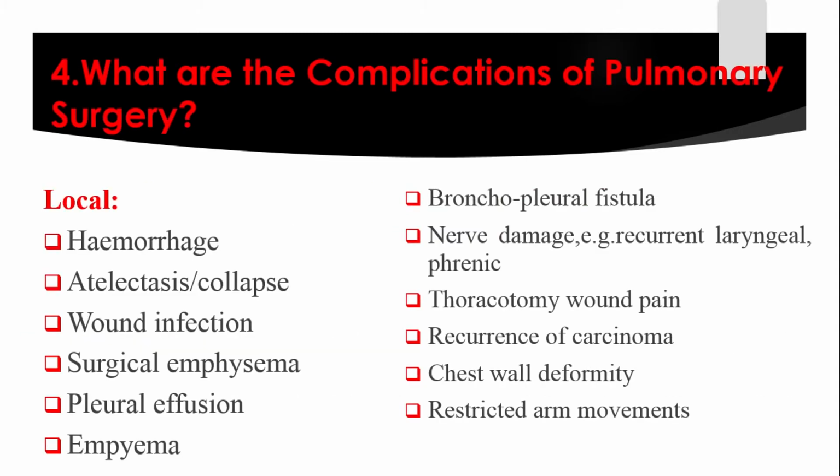Mainly there are 2 types of complications seen following pulmonary surgery. One is general complications and the second one is local complications. First we'll see the local complications: hemorrhage, atelectasis or collapse, wound infection, surgical emphysema, pleural effusion, empyema, bronchopleural fistula, and nerve damage while doing the operation, like the phrenic nerve or the recurrent laryngeal nerve.